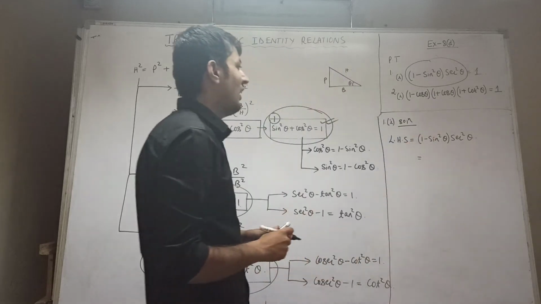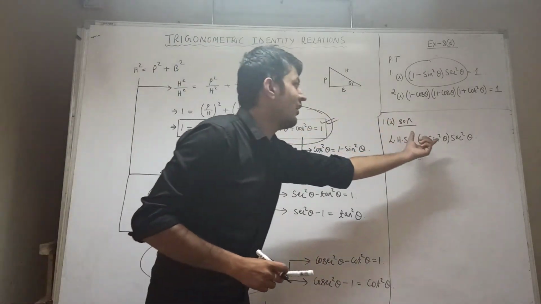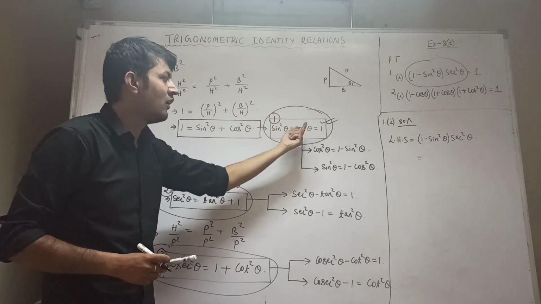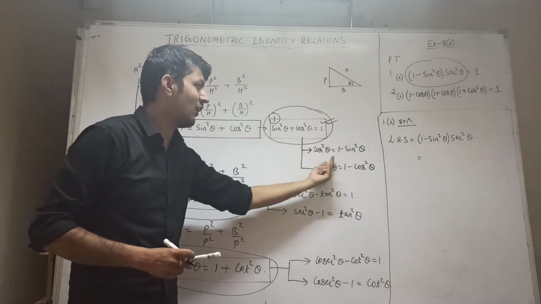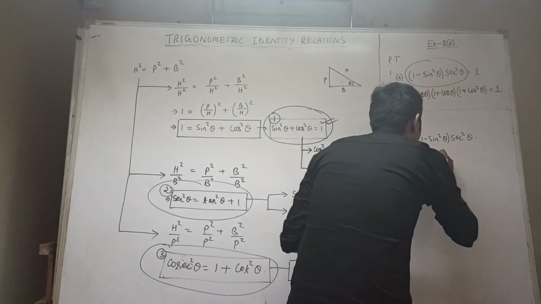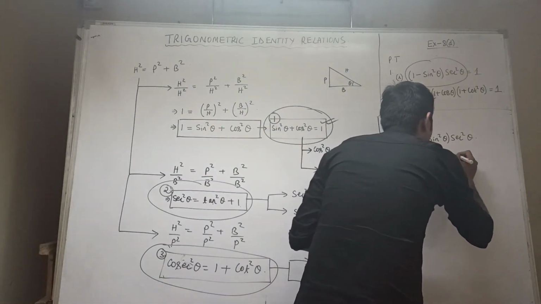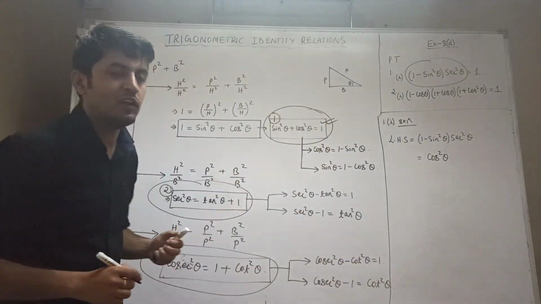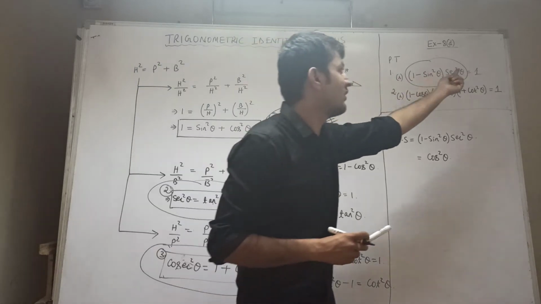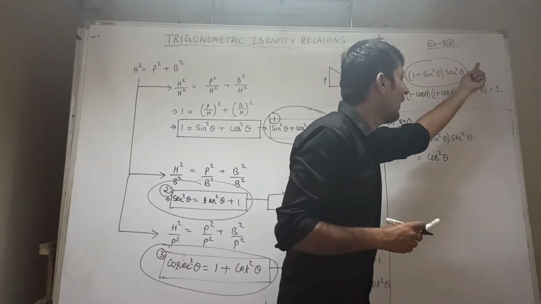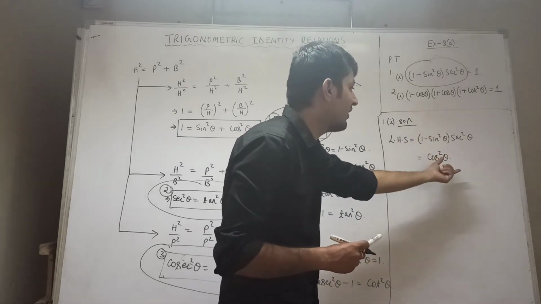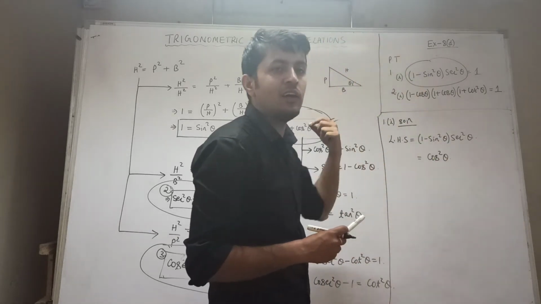Now, what is 1 minus sine square theta? Go to the first one. See here, this is your first one. 1 minus sine square theta is cos square theta. This is cos square theta into, in place of sec square theta, I can write down what? Because see, you have to get 1. You have to get 1 means you should be able to cancel everything, and you have to get 1 in the right hand side.